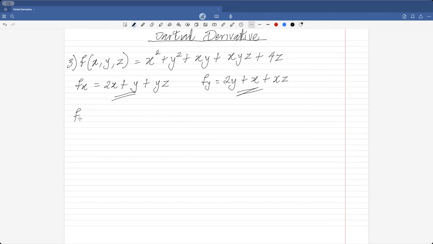So if we differentiate with respect to z, fz, the derivative of x squared in this case is 0. The derivative of y squared in this case is 0. The derivative of xy in this case is 0. The derivative of xyz in this case is xy, plus 4. That is the final answer for this problem.